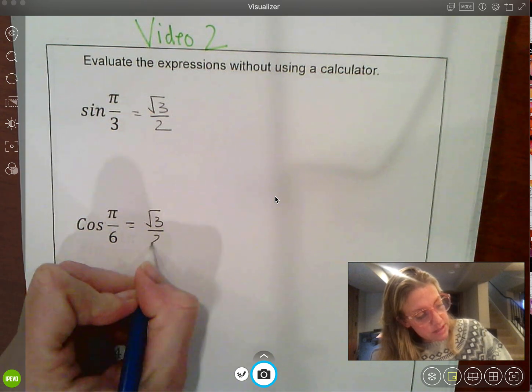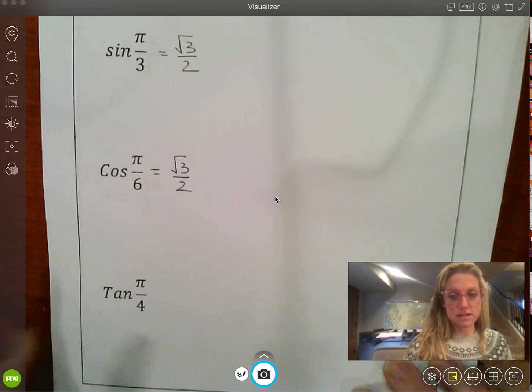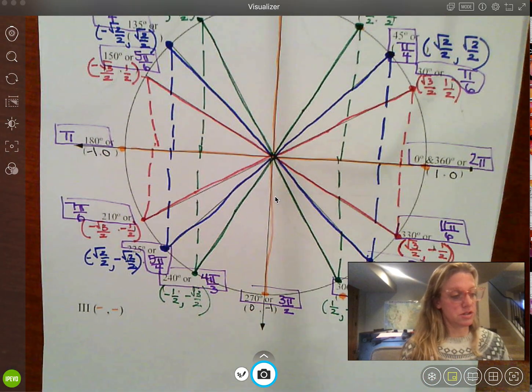And it is a coincidence that I chose two problems that have the same answer. This one will not have the same answer. The tangent of pi over 4. We haven't talked about tangent as much.